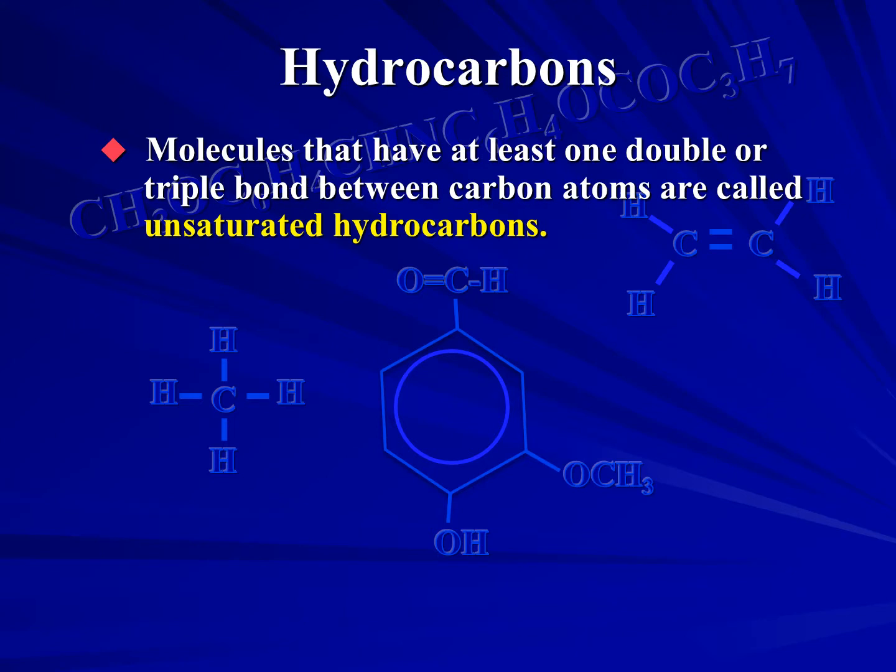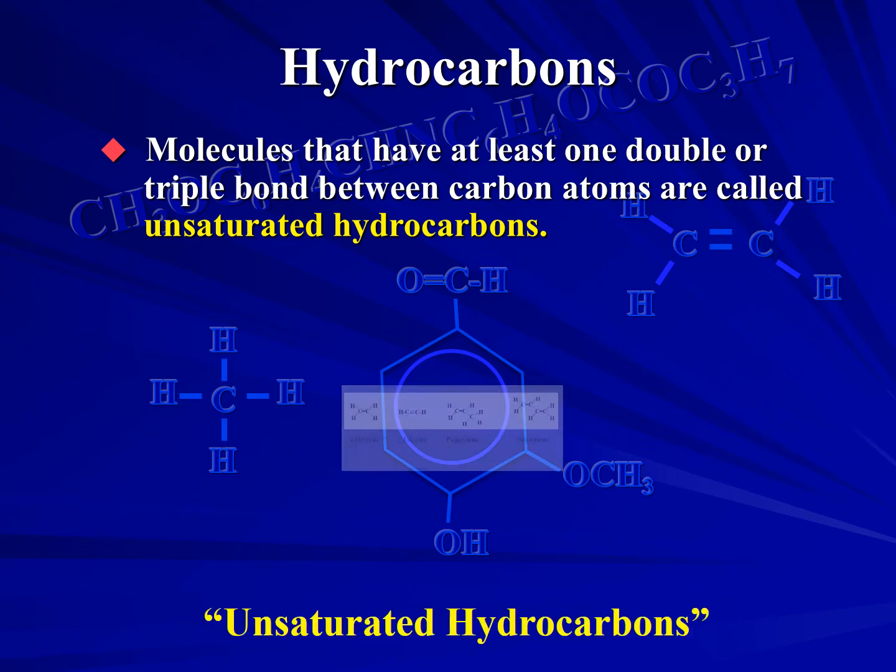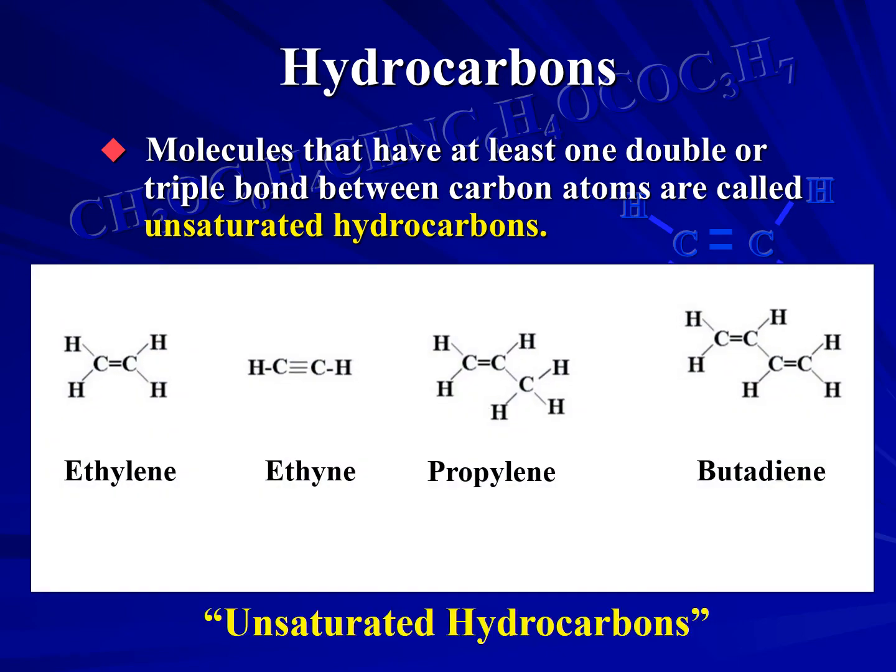Molecules that have at least one double or triple bond between carbon atoms are called unsaturated hydrocarbons. Ethylene and propylene have one double bond. Butadiene has two double bonds. Ethene has one triple bond.